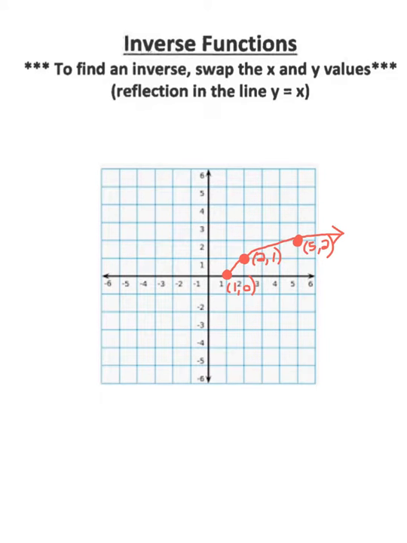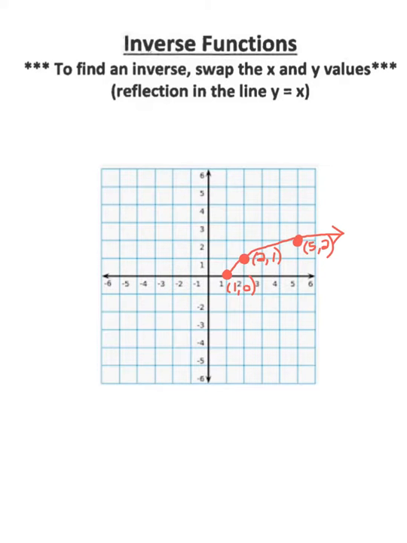Okay, so if you can turn to page 11 of your functions packet, today what we're going to talk about is something called inverse functions. Now, to find the inverse of a function, all you have to do is swap the x and y values. Okay, now this isn't in your packet, but I'm just going to show you real quick.